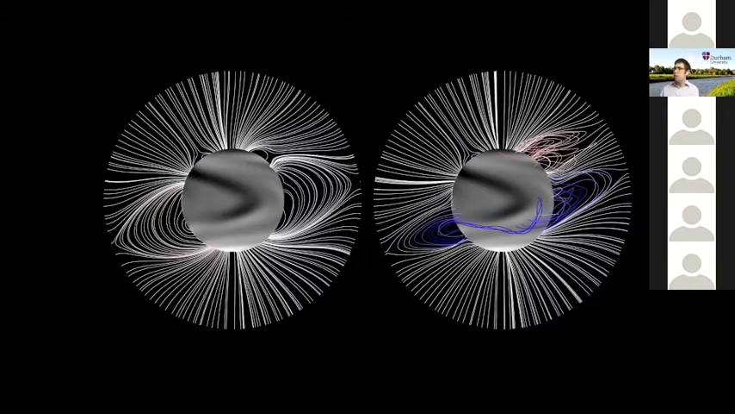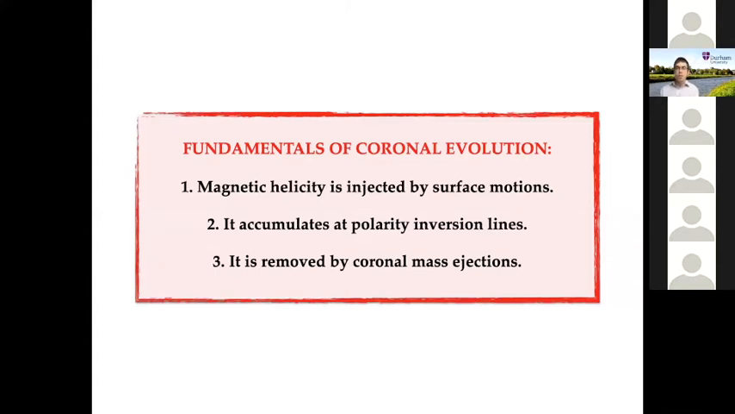So I'm going to briefly in this talk suggest that there's a three-step process going on here. The basic coronal evolution consists firstly of the injection of magnetic helicity by surface motions. Magnetic helicity is basically the technical way of measuring this twist and shear, if you like. This helicity collects at the polarity inversion lines, forming these filament channels that we see. And then the coronal mass ejections act to remove helicity by erupting these filaments out into planetary space.